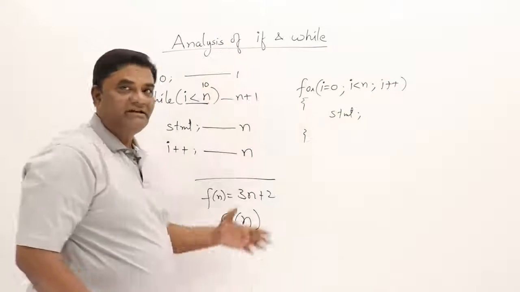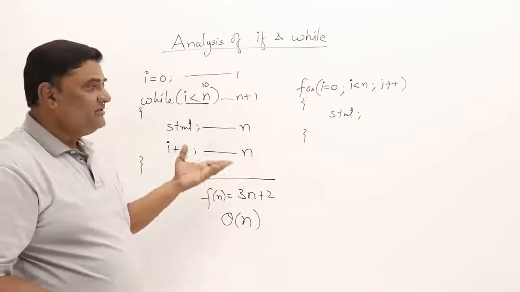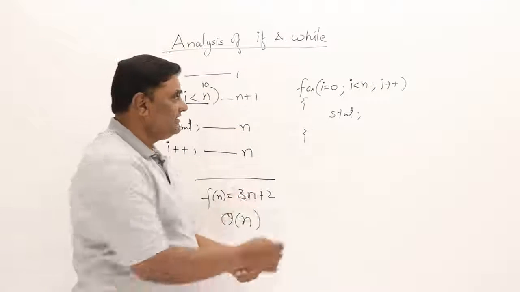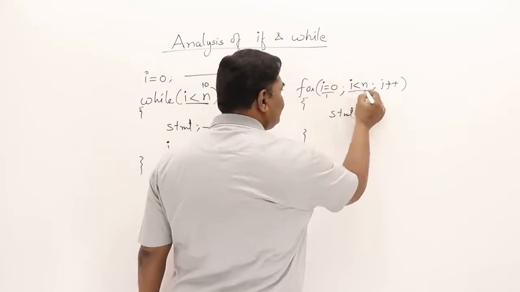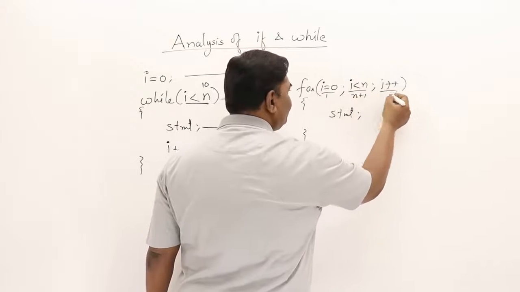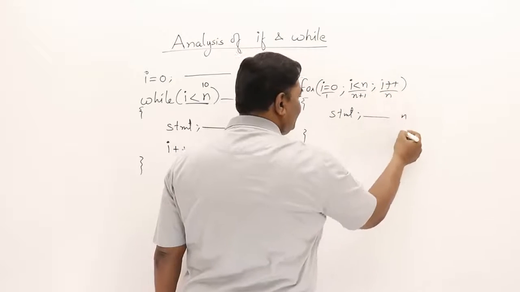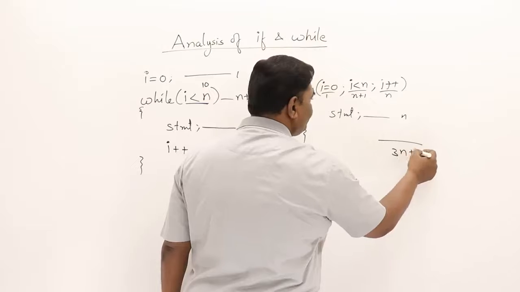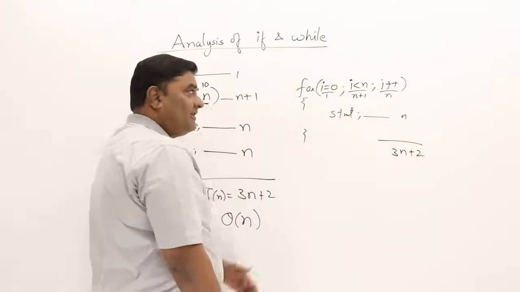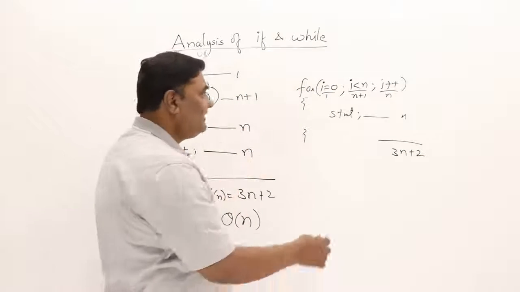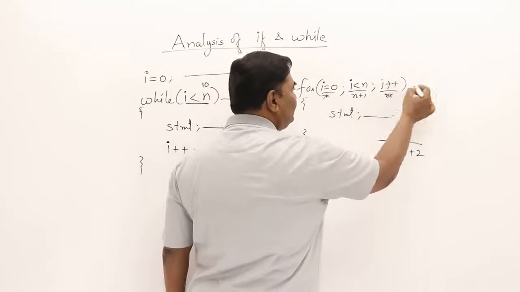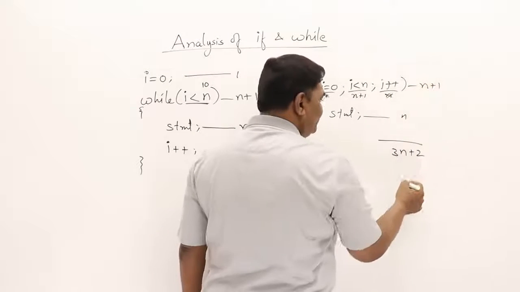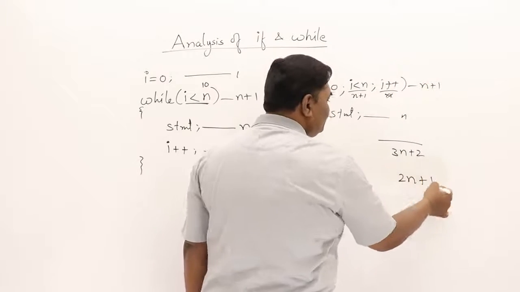Now, what is the analysis for this one? It will be the same if I consider each and everything. This will execute for 1 time, this will execute for n plus 1 times, this will execute for n times, and this will execute for n times. Total how many? 3n plus 2. But when I was using the for loop, I was saying that let us ignore these two and just take it as n plus 1. So I was saying that it was 2n plus 1.